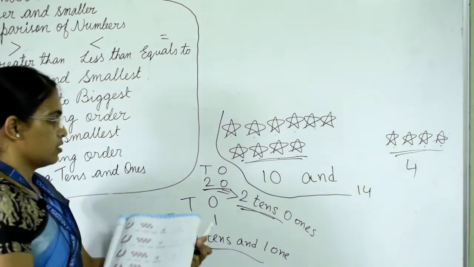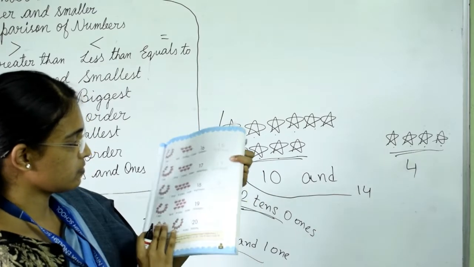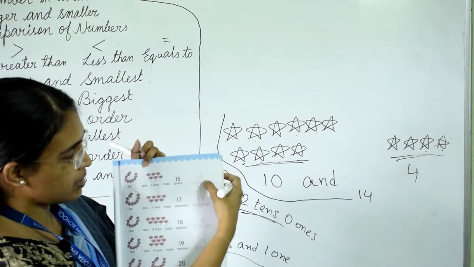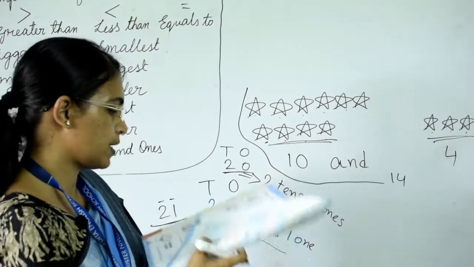Okay. So in this way you have to find out this, and you have to trace their numbers and their spellings. Now turn the page, come to the next page.